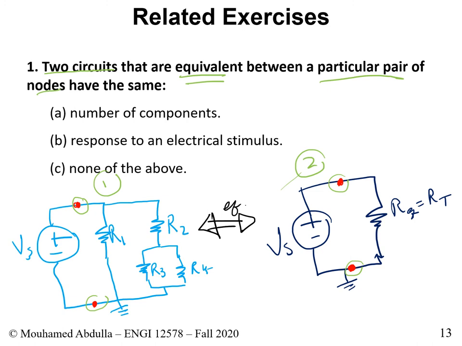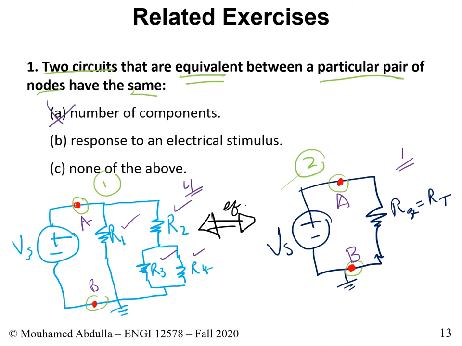So let's go through the different options. The number of components between these two pairs of nodes is the same, right? So we'll have the same number of components. Well, that's not very true, right? Because if you count the number of components here, you have node A, you have node B, and we ask you, how many components do you have here? Well, you only have one component. And how many components do you have here? You have one, two, three, four. You have four components. So that's not the same.